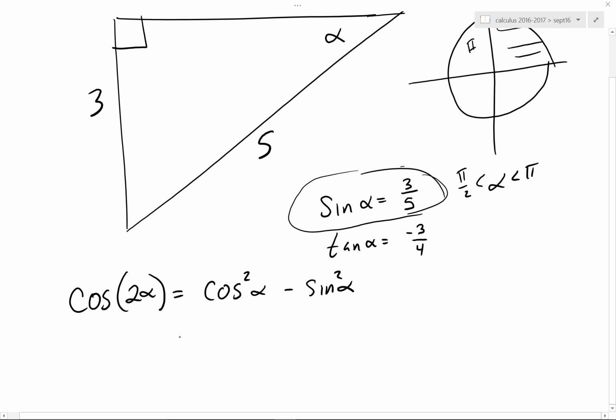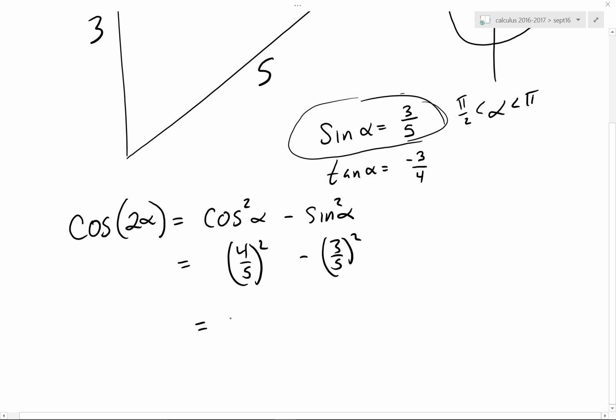Well, what is the sine of alpha? The sine of alpha is 3/5. And the cosine is 4/5, right? Technically it's negative 4/5, but you're squaring it anyways. And so what you'll end up with is 16/25 minus 9/25, which is 7/25. And that is the cosine of 2 alpha.